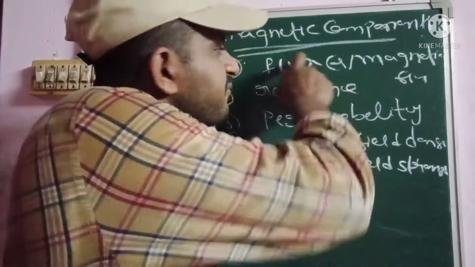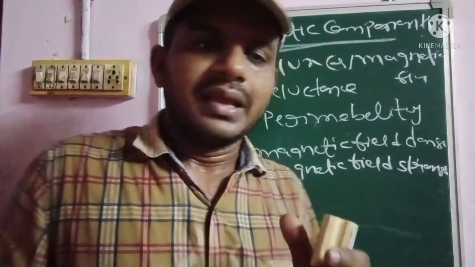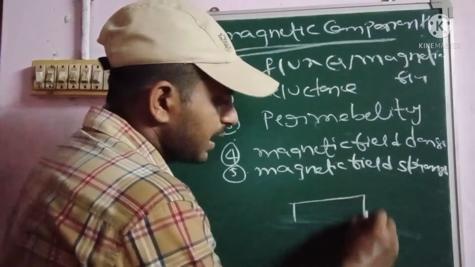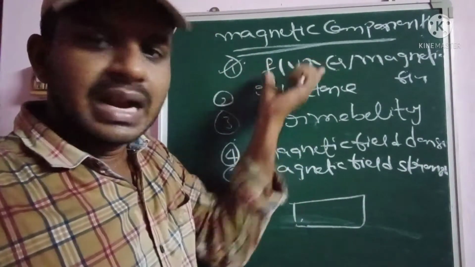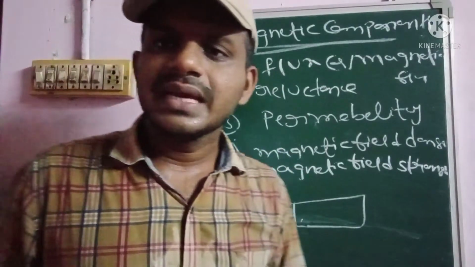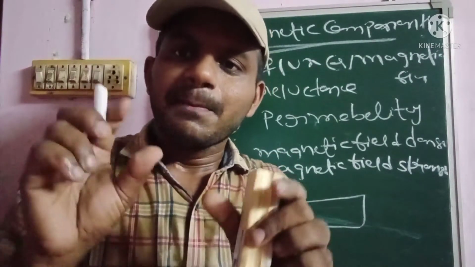Coming to the flux, the flux is generated by the magnet. Let us consider this is like a magnet. Before discussing flux, let us look at magnets. Basically there are two types of magnets: one is the temporary magnet and the second one is the permanent magnet.